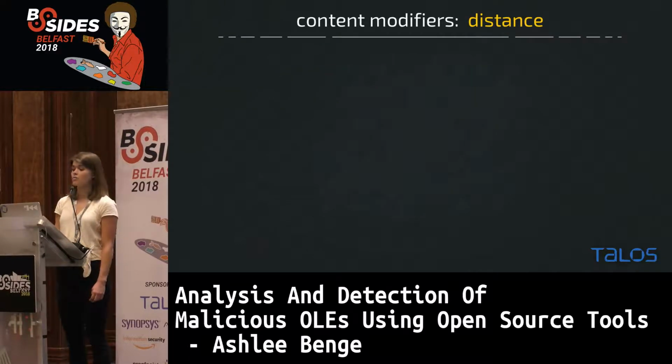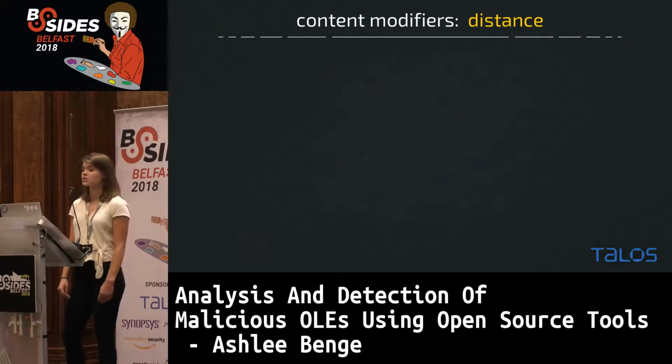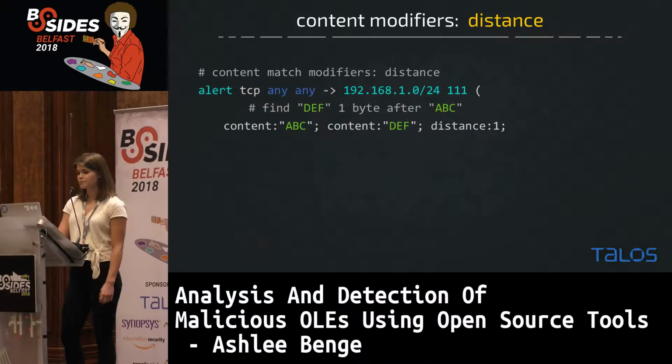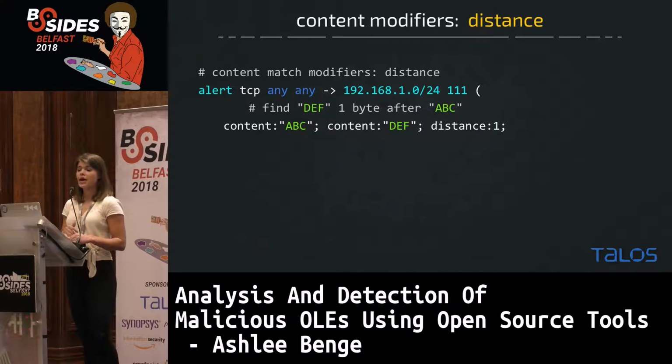The next two I'm going to talk about are relative to previous content matches. So you can use offset and depth if you only have 1 content match, but in order to use the next 2, you have to have at least 2 because they're relative. So in this rule, the first content match we see is ABC. We skip 1 byte because we're specifying that our distance is 1, and then we look for DEF anywhere else appearing in the packet. Like I said, this is relative, so you have to have at least 2 content matches.